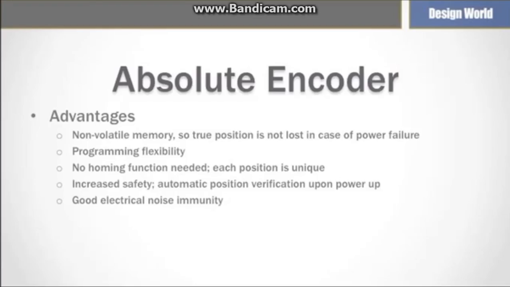Advantages. First is the non-volatility of memory. An absolute encoder works as a non-volatile position verification device. True position is not lost if power is lost or the system moves while power is switched off. A continuous reading of position isn't needed, which is useful in applications such as satellite tracking antennas, where position verification is key. Absolute encoders also provide programming flexibility.